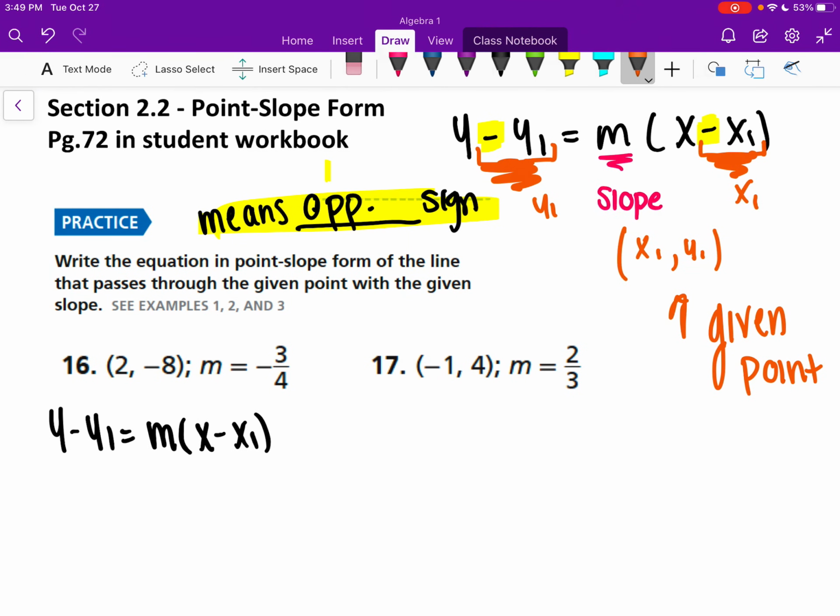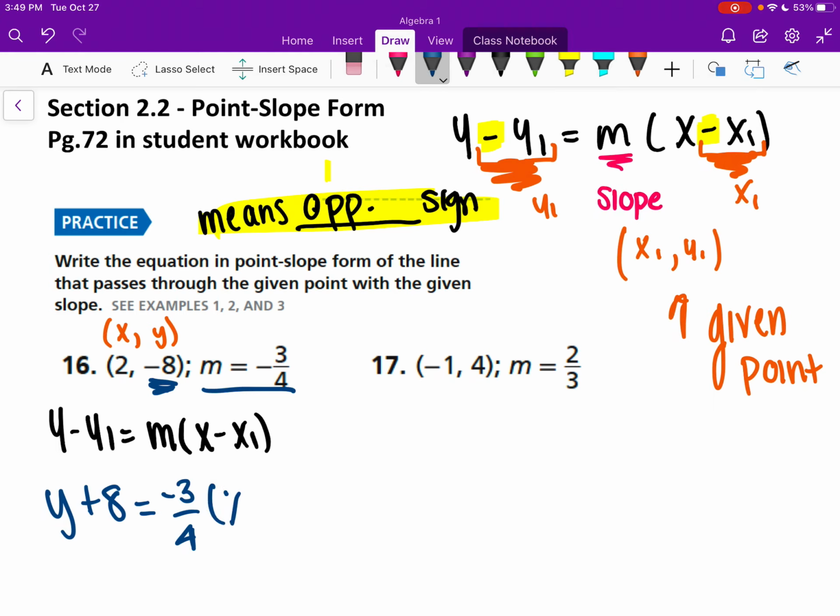They give us the point (2, -8), where 2 is our x and -8 is our y, and they tell us our slope. So let's go through and replace it, knowing that the minus y1 and minus x1 in our format means opposite. So that's going to be y and then opposite y1. Well, the y value they give us is -8, so I'm going to write plus 8 equals m. They tell us that it's -3/4, that comes from the problem, times x and then opposite x1. So I do the opposite of that x value. That x value is 2. The opposite is -2. And there, I did it. I wrote it in point slope form.